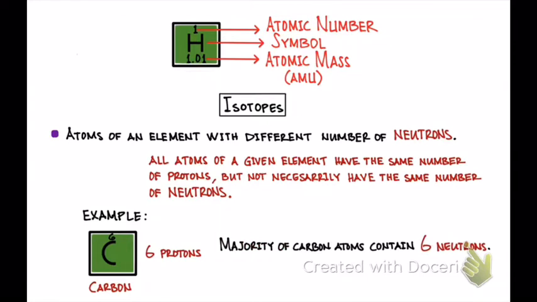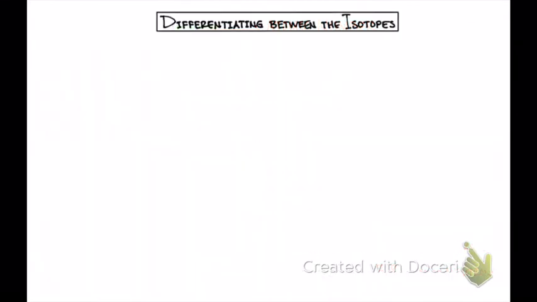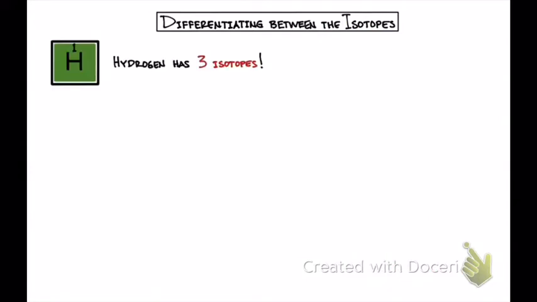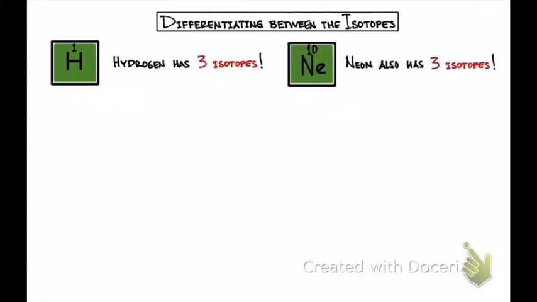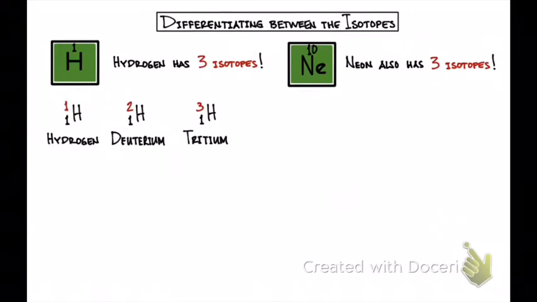The majority of carbon atoms actually contain 6 neutrons, but some carbon atoms contain 7, 8, or more neutrons, and those are the isotopes of the element carbon. So how do we tell the difference between the isotopes of a given element? Let's look at hydrogen, for instance. Hydrogen has a total of 3 isotopes. Neon also has 3 isotopes. When we look at the 3 isotopes of hydrogen, we have hydrogen, the normal hydrogen, deuterium, and tritium.